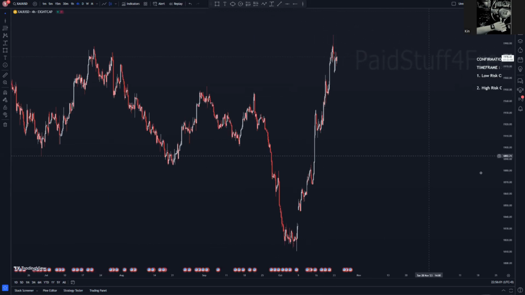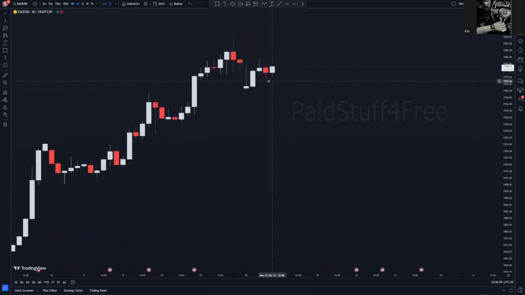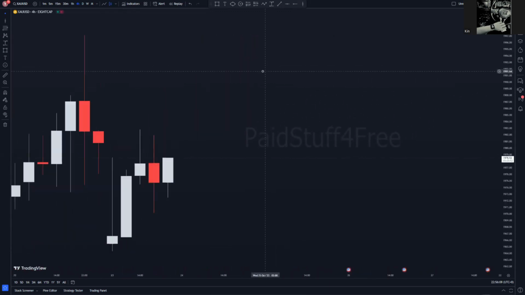Do you see a lot of M15 EF? I didn't take the M15 EF for my confirmation entry. And I'm guessing no M1 ED. Yeah, exactly. Strictly no M1 ED.